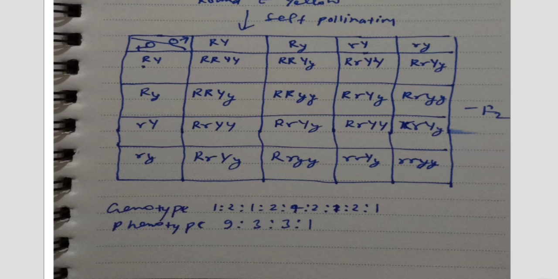It means it is clear there is no linkage, there is no fixed combination between round and yellow, and between wrinkled and green. Each trait is freely transmitted from generation to generation, and traits can combine randomly. And this law is called independent assortment. So independent assortment means freely transmitted. This law is true, but after the discovery of linkage, a little variation can be seen, and up to Mendel's time, linkage was not discovered.